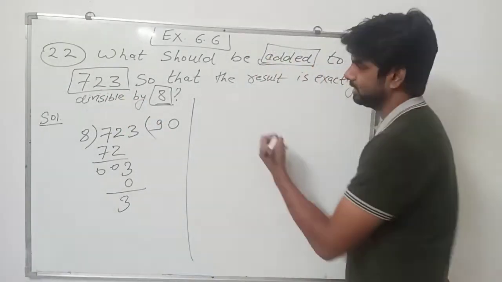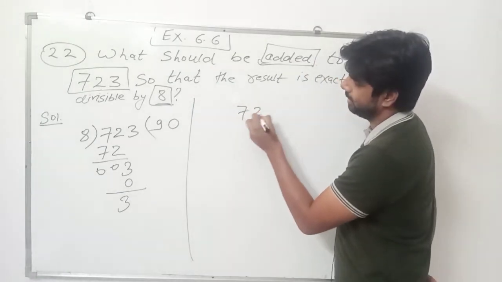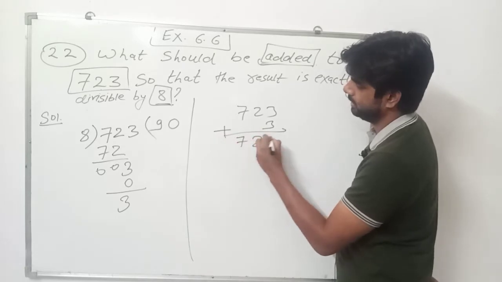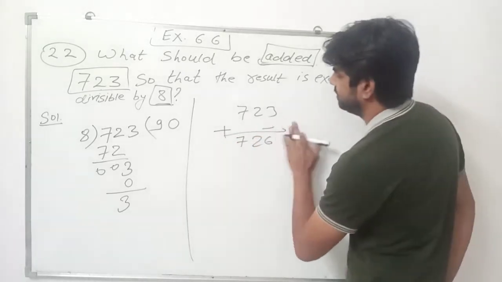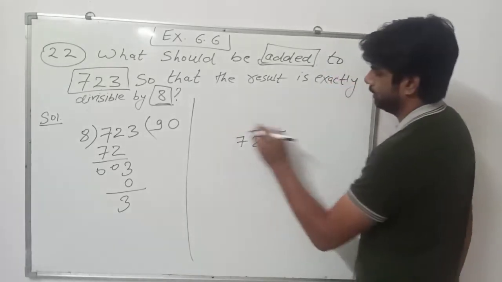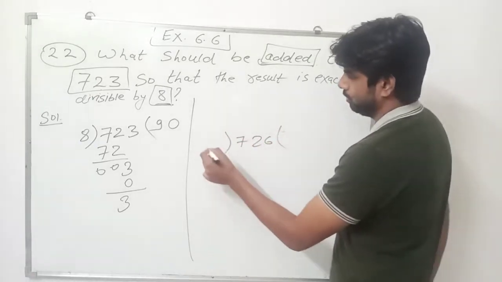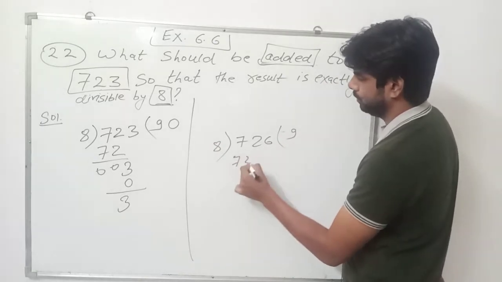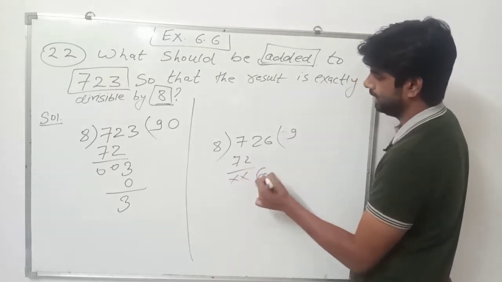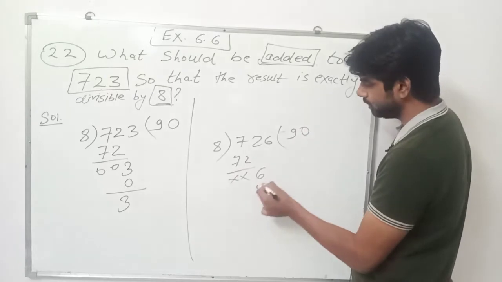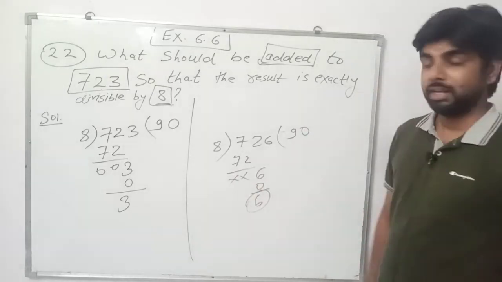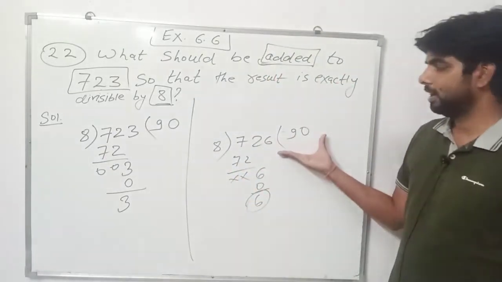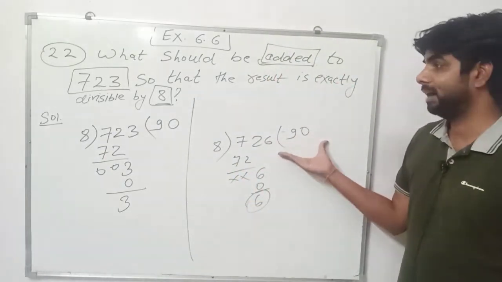But it is not like that. Suppose we are adding 3 to 723. What will we get? 726. Let's see whether it is divisible by 8 or not. If we divide by 8, 8 nines are 72 and we will get remainder 6. If we add this 3 to the number, we will not get a number which is exactly divisible by 8.